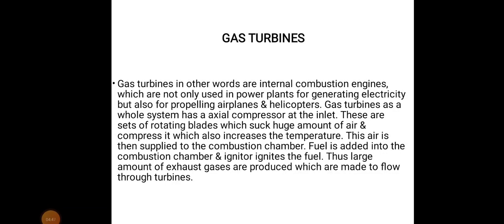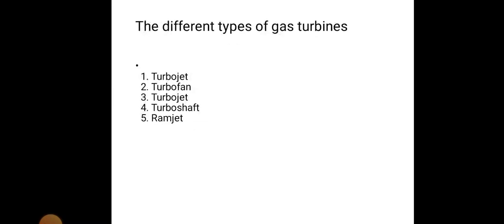The gas turbine as a whole system has an axial compressor at the inlet. These are sets of rotating blades which suck in a huge amount of air and compress it, which also increases the temperature. The air is then supplied to the combustion chamber, fuel is added, and the fuel is ignited. Thus a large amount of exhaust gas is produced, which is made to flow through the turbine. Examples of gas turbines are turbojet, turbofan, turboprop, and turboshaft.